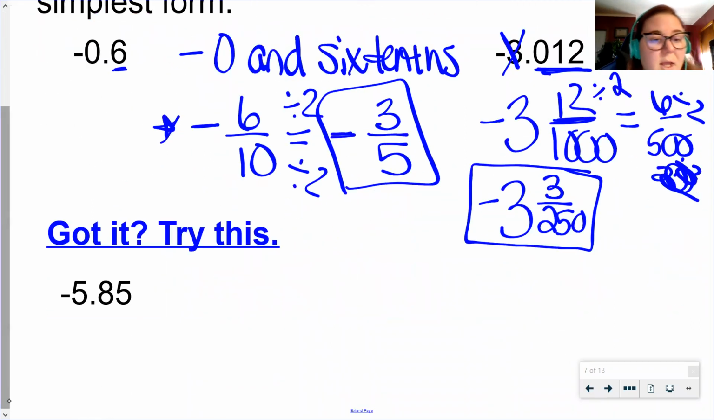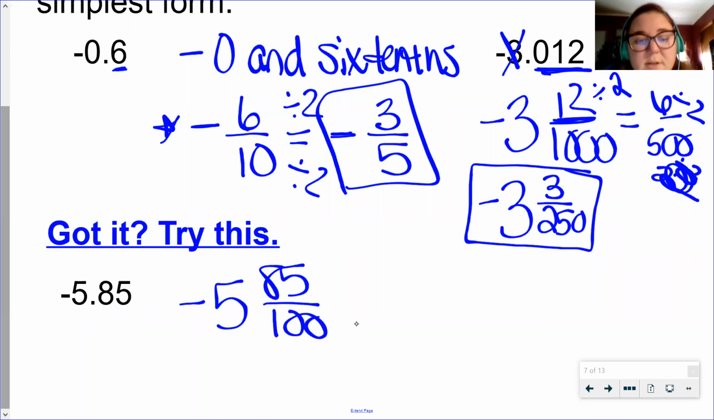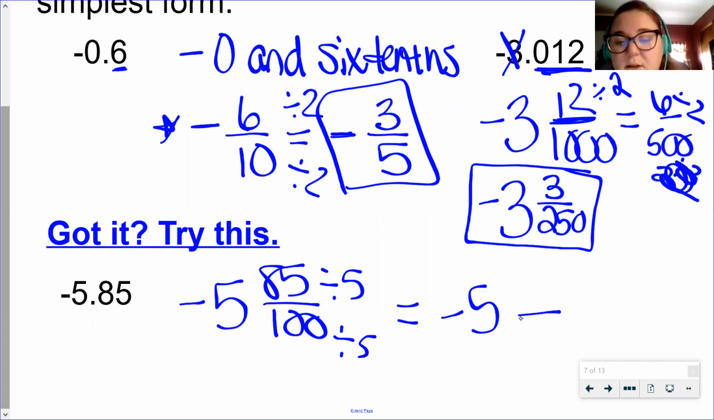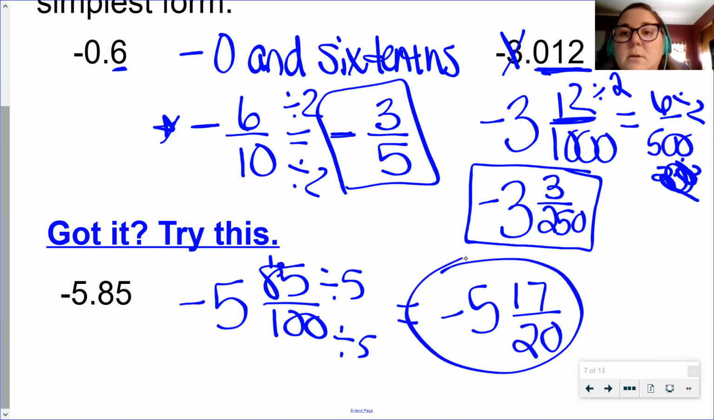Okay. And then last but not least, let's go ahead and look at this one. This would be negative 5 and 85 hundredths. If you simplify it down by cutting by 5, you would have negative 5 and 17/20. Okay. Go ahead and pause the recording.